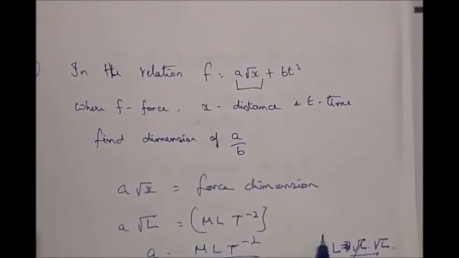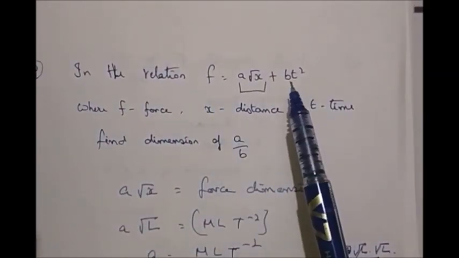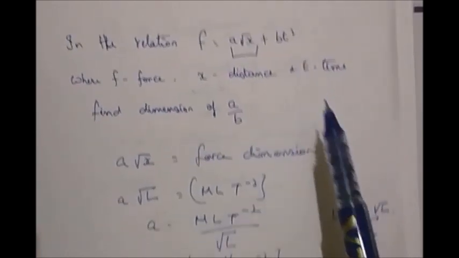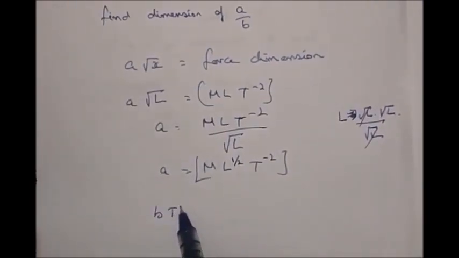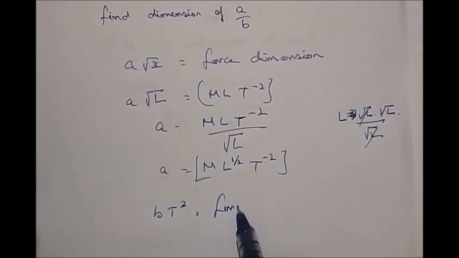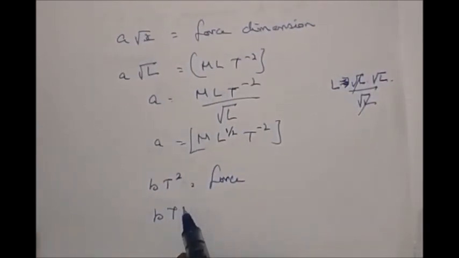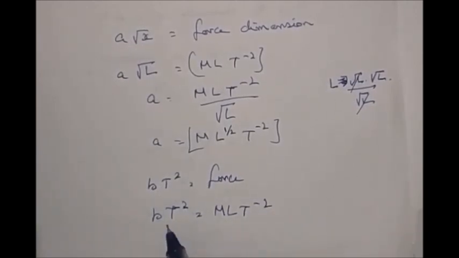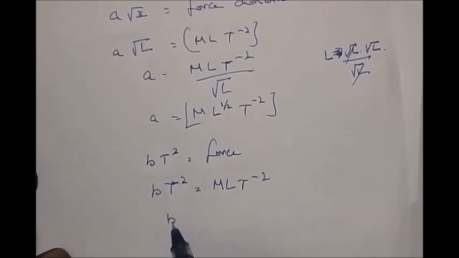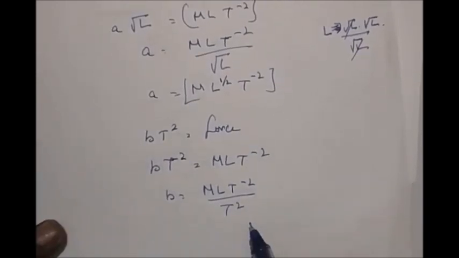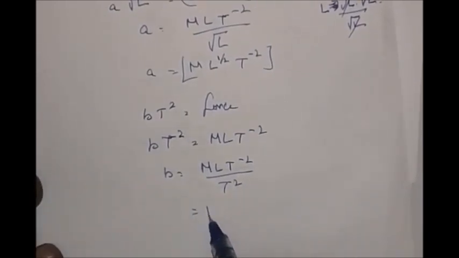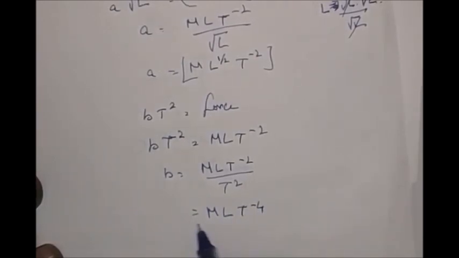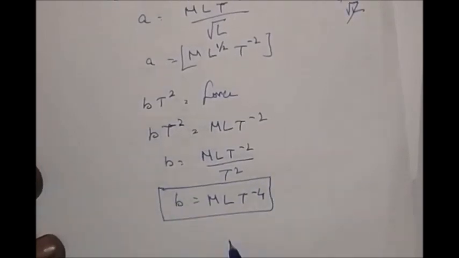Now the next one: the force should be equal to this also. The total quantity should be equal to force. So B t square is going to be equal to force. B t square is dimensionally equal to M L T^-2. The t square goes down, so B equals M L T^-2 upon t square. It goes to the numerator and you get T^-4. M L T^-4 is the formula. This is the dimension of B.